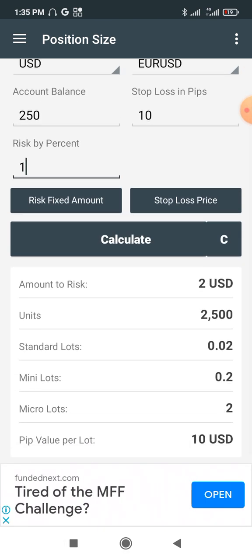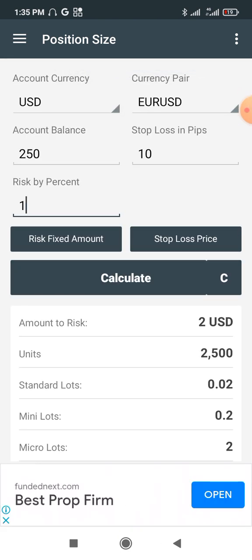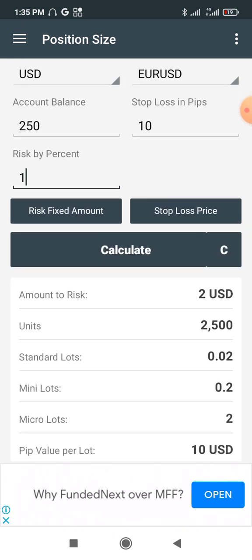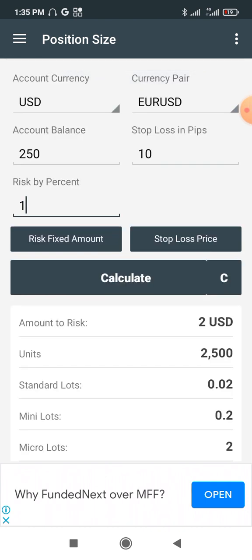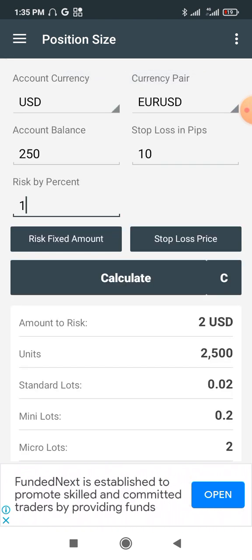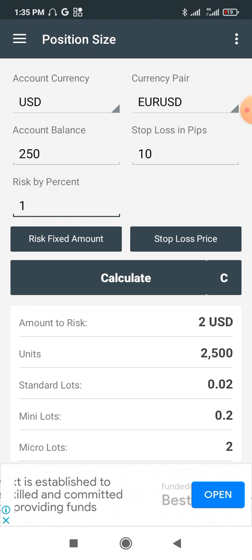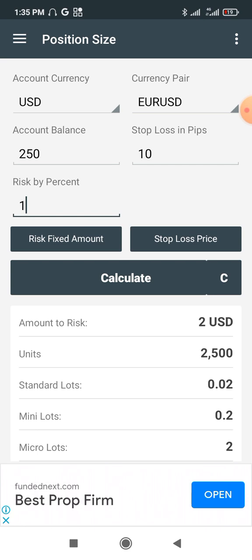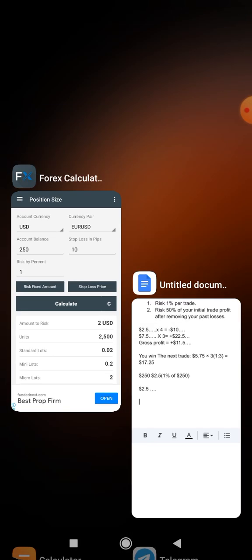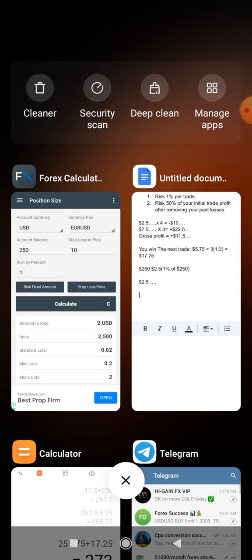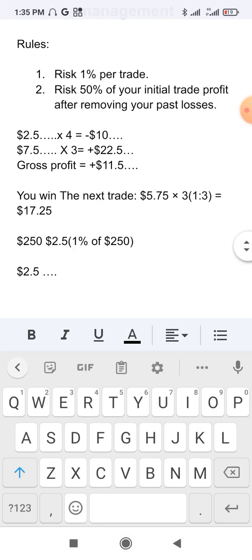It varies, which is why you need to always know how much you are going to risk. So at the end of the day, if you lose that trade, you are not losing more than 2.5 USD on that trade. It might be lesser, but you can't lose more than that, because you've been able to use this forex calculator to understand which lot size you are going to use, so that way you know how you are going to risk your trade, right?